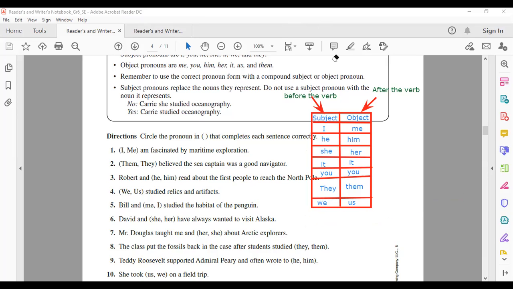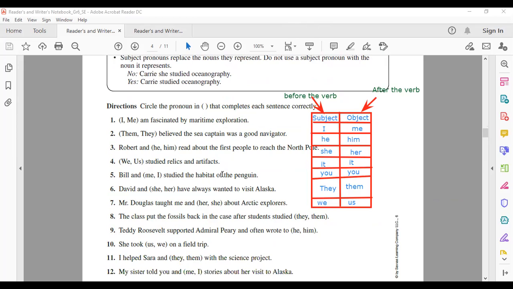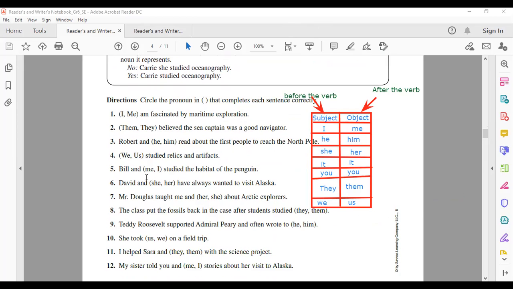Let's go for the first one. Lean, read for me the question and number one. Lean. Lean, Lean. Okay, Malak. Hi, Malak. Read the question and number one, ya Malak.